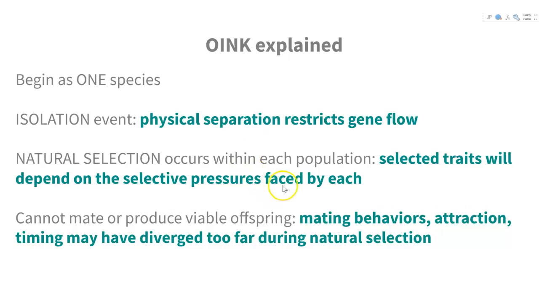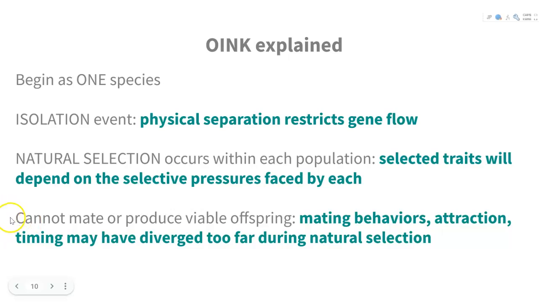N, natural selection occurs within each population. The selected traits will depend on the selective pressures faced by each. The more different the selective pressures are, the more different the traits. Let me say this again. If you have very different selective pressures, like one experiences cold and one experiences a lot of predation, you're going to have very different traits develop fairly rapidly. Okay, and then again, the C is cannot mate or produce viable offspring.